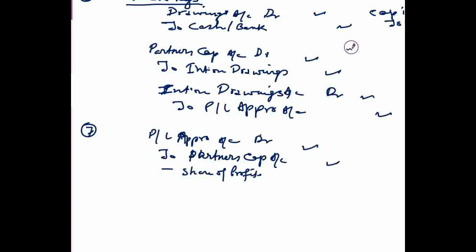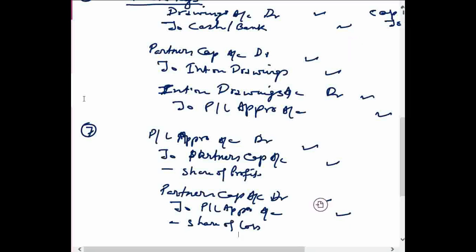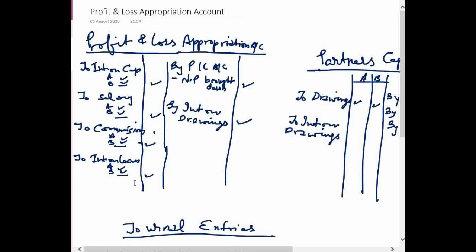Obviously, for share of loss the entry would be different, just the reverse. Partners' capital account debit to P&L appropriation account. This was in case of share of loss. On posting this, how will that appear? Let me show you. There will be an entry over here, like to partners' capital account.